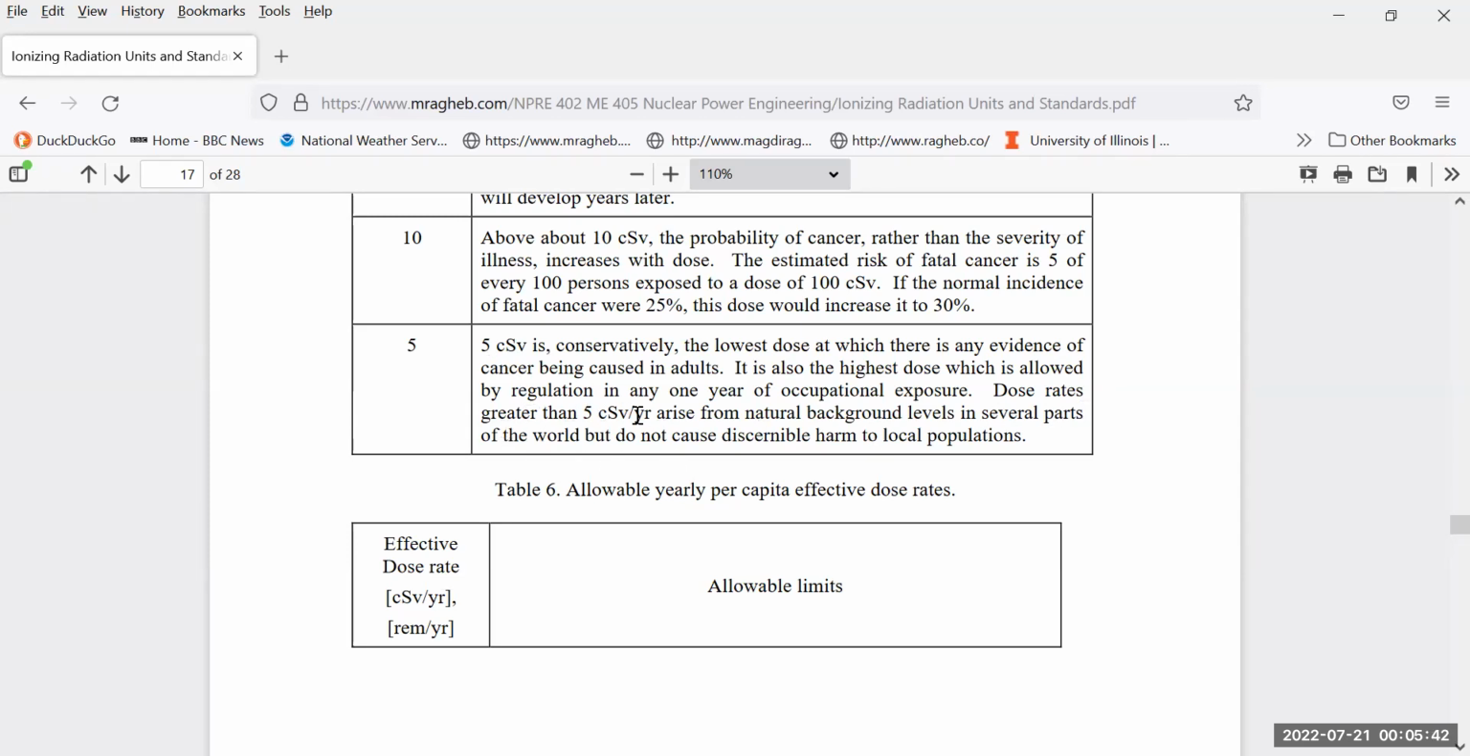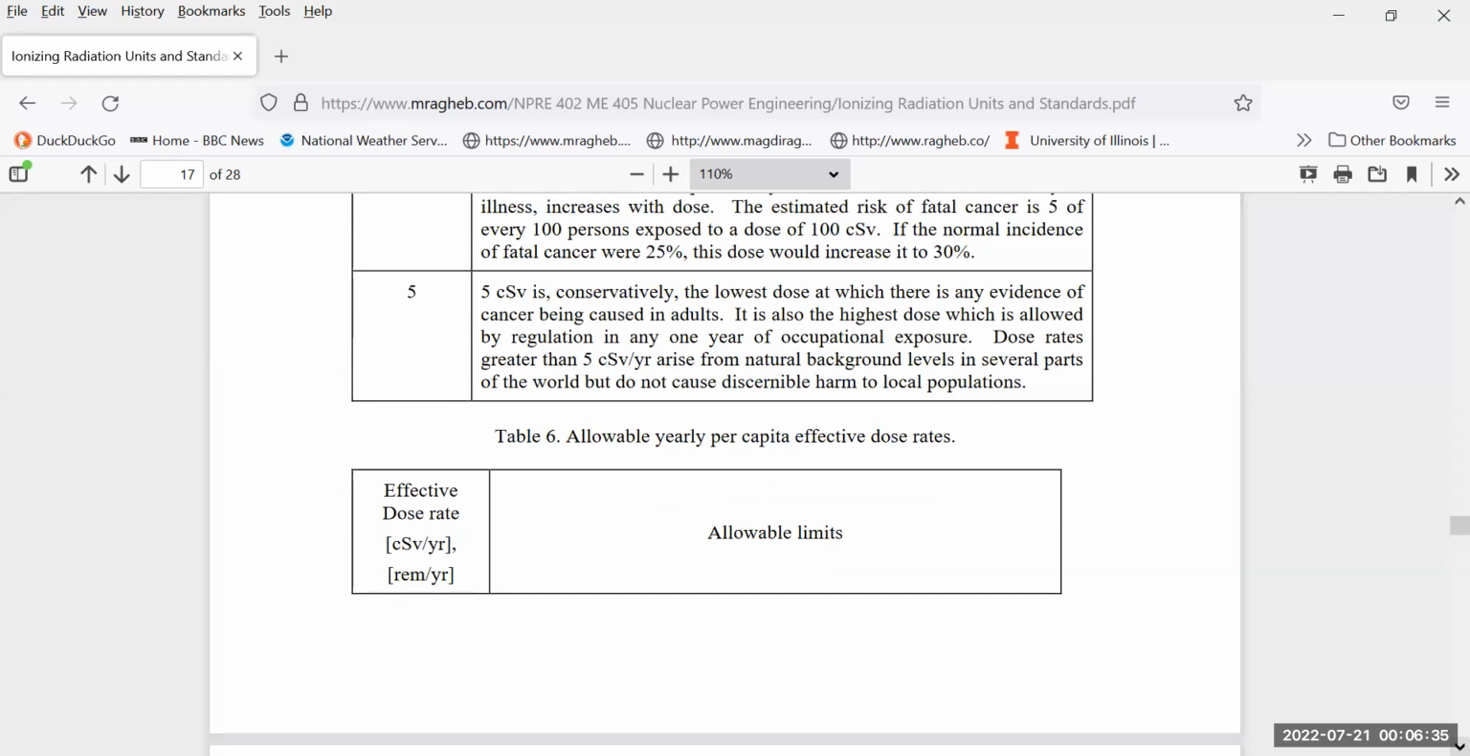Rates greater than 5 centisievert per year can be caused by natural radiation background in several parts of the world where the geography basically has a large amount of material that is radioactive in nature. For instance, the black sands on the beaches of Brazil that people seek, in fact, they bury their feet in it, thinking that that radiation would affect their arthritis or rheumatism, as they call it. These people are being exposed to large doses of radiation in that case. So since we know about the effects of radiation, remember 5 centisievert is the limit at which we cannot see any harm to the human body.